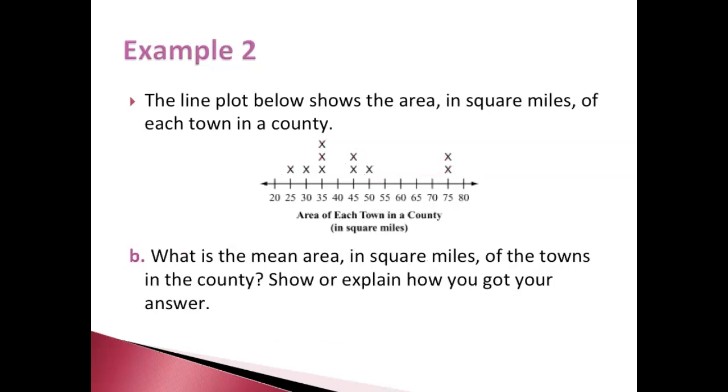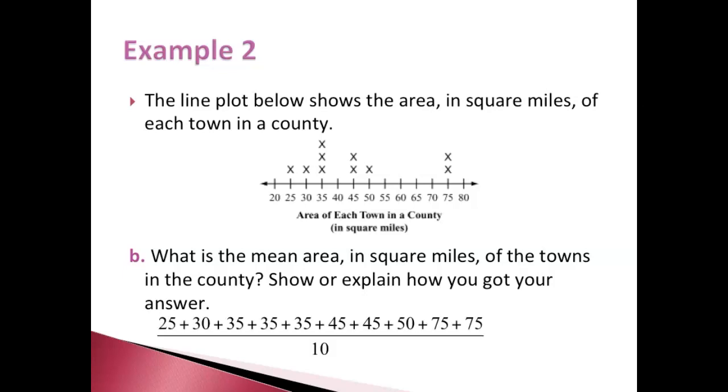All right, part B. What is the mean area in square miles of the towns in the county? Show or explain how you got your answer. Again, I've been showing all the work, but if you don't show your work, say you did all of the calculations separately, or you were able to calculate something in your head, just make sure you explain how you got the answer. All right, so let's add all those up. So 25 plus 30 all the way up to 75. And because there are 10 X's accounted for here, 10 values, divide by 10. So we have 450 divided by 10, which is equal to 45. So our answer here is 45.